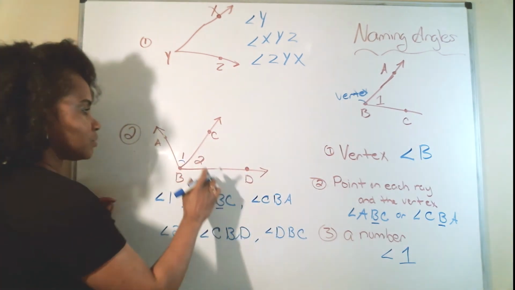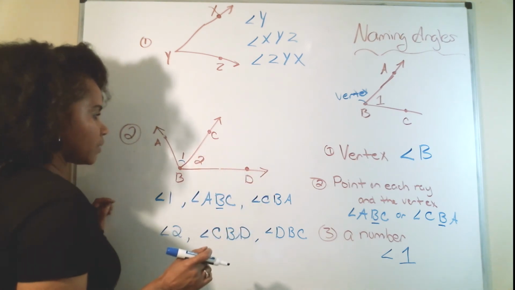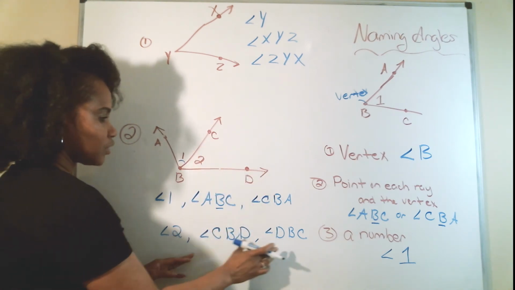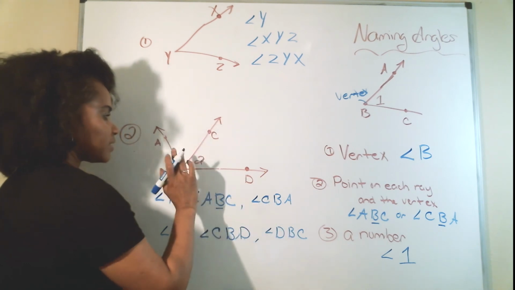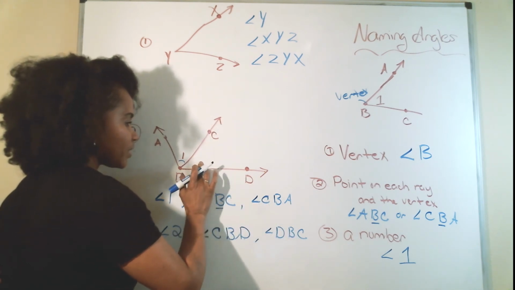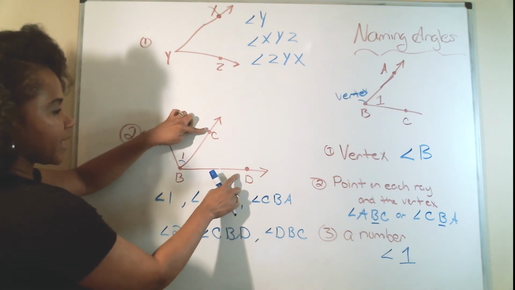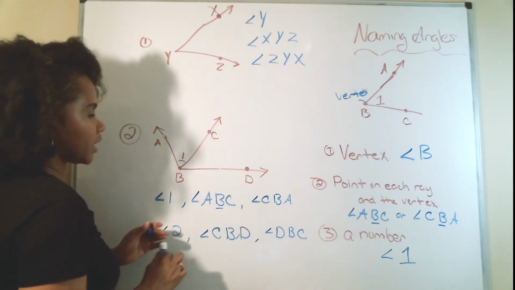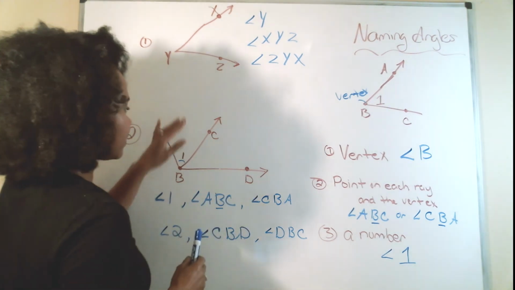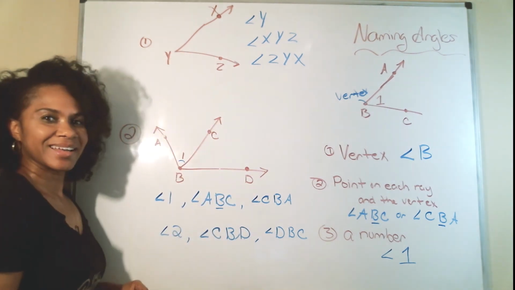If you have two angles in one, you have to use the three letters. And if this did not have a number here, you would just make sure that your two endpoints match up to the angle that you want to label here. So we've discussed how to name angles.